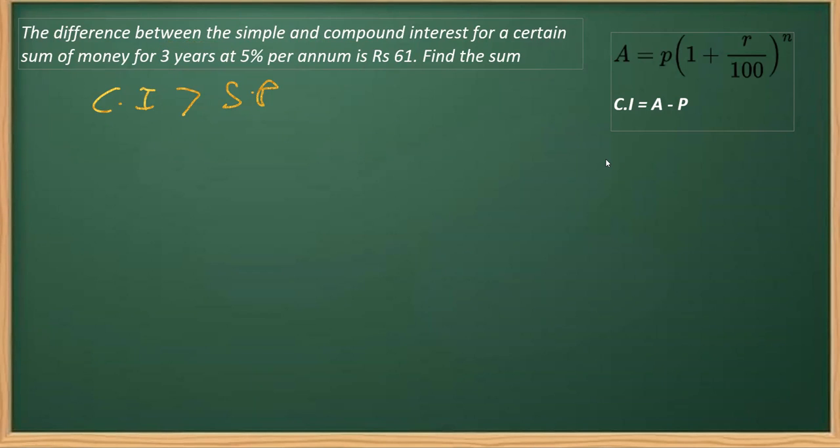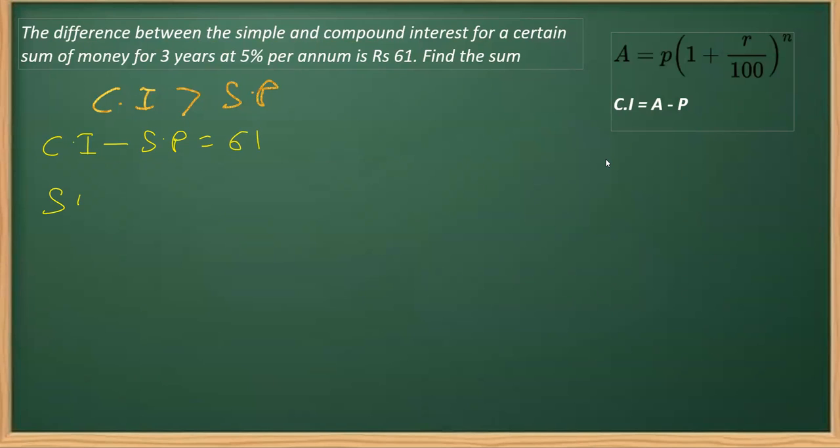So since compound interest is greater than simple interest, we can say that the difference is given here, the difference between the compound interest and simple interest. So clearly, compound interest minus simple interest is given as 61 according to the question. Now let's first calculate the compound interest. We can calculate simple interest first.